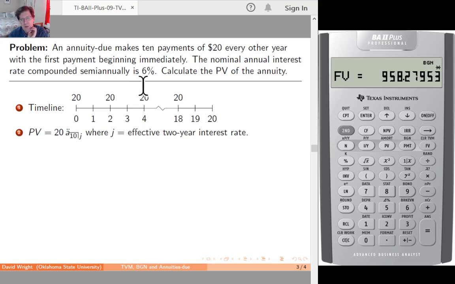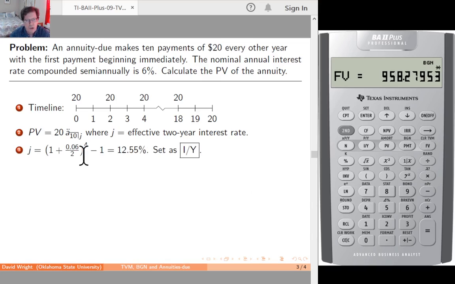And that is not given in the problem. We're going to have to do an interest conversion because they give you the nominal rate compounded semi-annually. So you do have to think a little bit, what's the 2-year rate given that the nominal semi-annual rate is 6%? And here's how that interest rate conversion works.